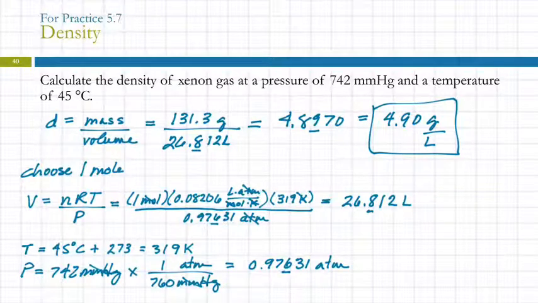So you can use the equation that your book gives you. You're still going to have to convert the temperature and the pressure, and it's just another equation to remember. So do what makes sense for you.